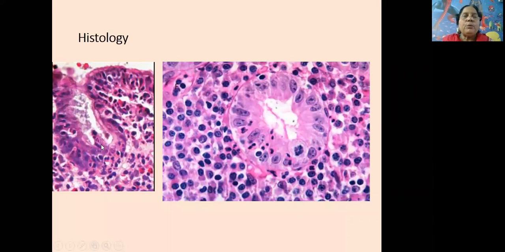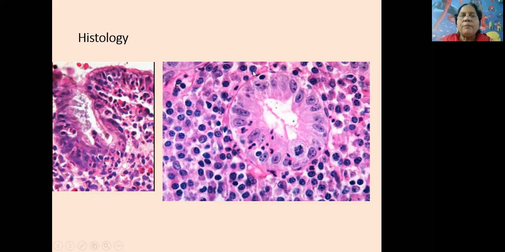Here the mucosa is flattened. There is edema and a lot of organisms here. The mucus is reduced and there is inflammation. Here also there is a gastric gland surrounded by inflammation. So what are these inflammatory cells? In acute gastritis, we said it is neutrophils. But here, see these cells. What are these cells? These cells are all plasma cells.